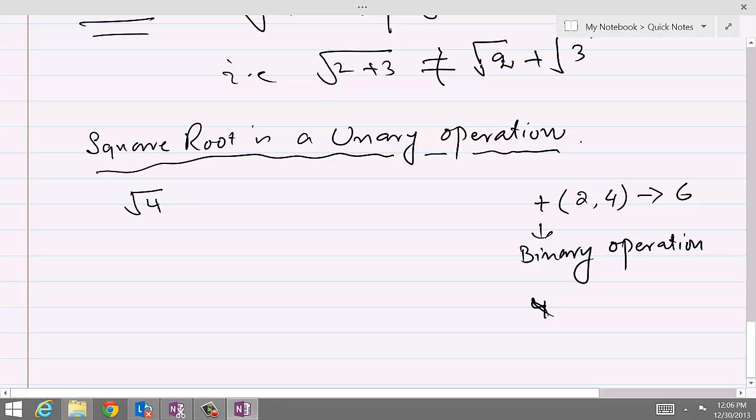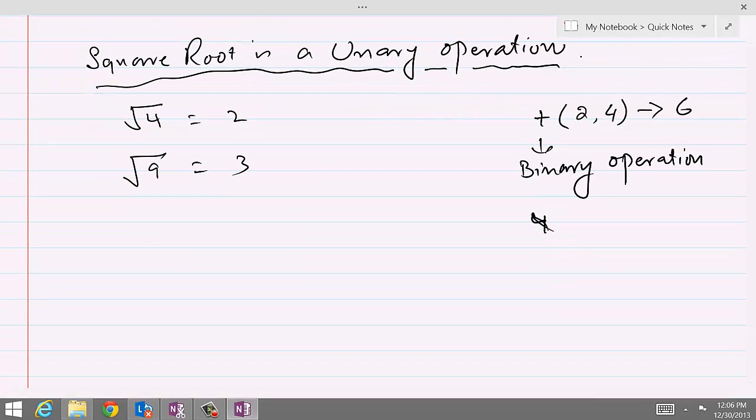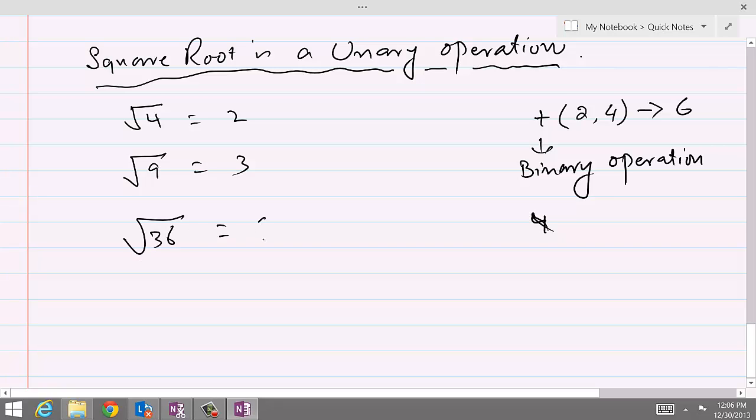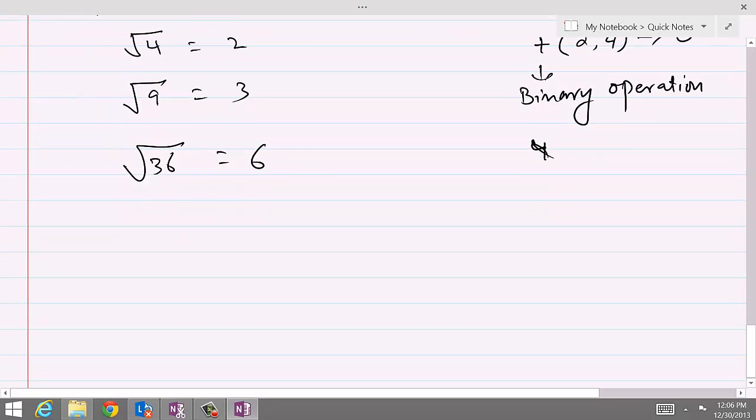So if you operate this on 4, it's going to give you the answer right away. It doesn't require a second number. If you operate it on 9, it will give you 3 right away. If you operate it on 36, it will give you 6. So remember that square root is a unary operator, and it only operates on a single number.